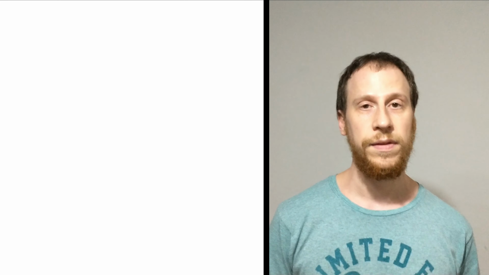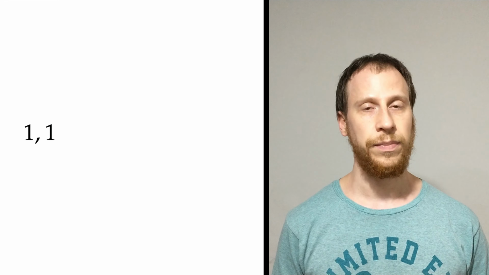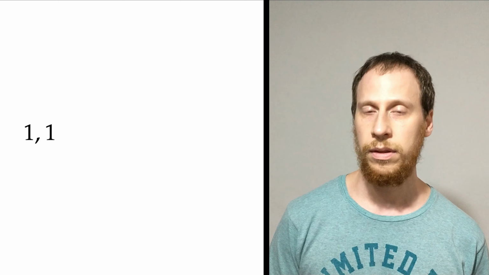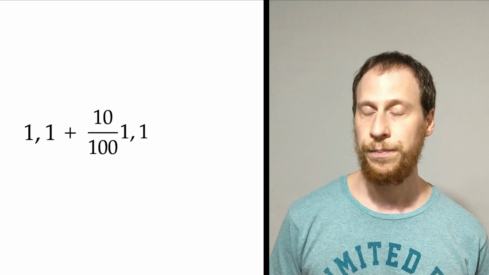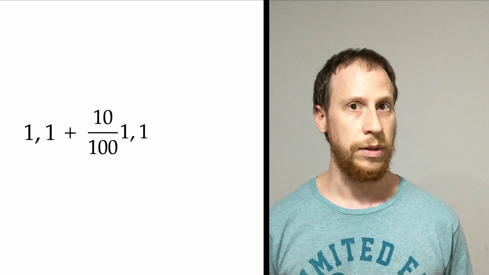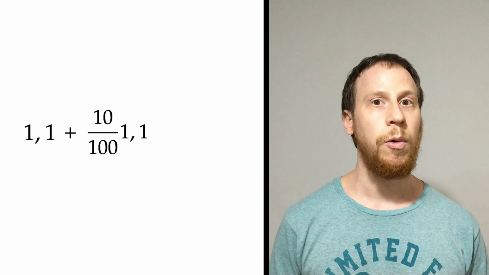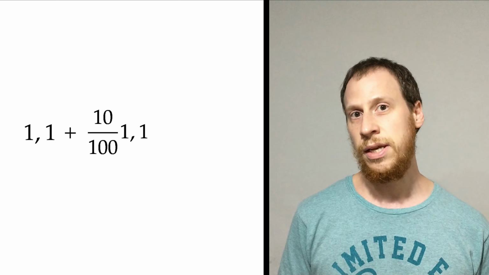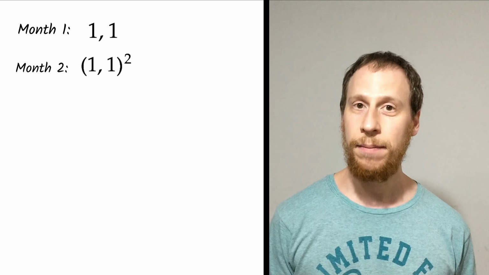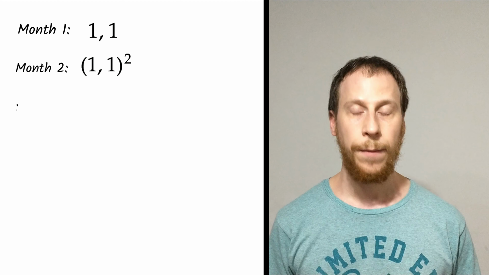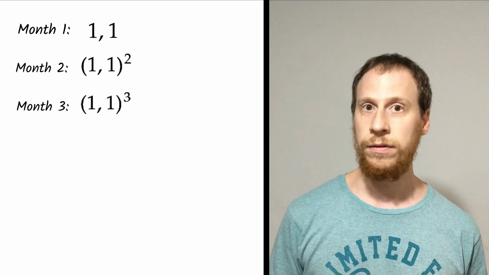Now, at the beginning of the second month, we have not 1 but $1.1. So by the end of the second month, we would have earned 10% of that $1.1. So by the end of the second month, we have 1.1 plus the 10% of $1.1, which is the same as 1.1 squared dollars. The same happens with the third month.